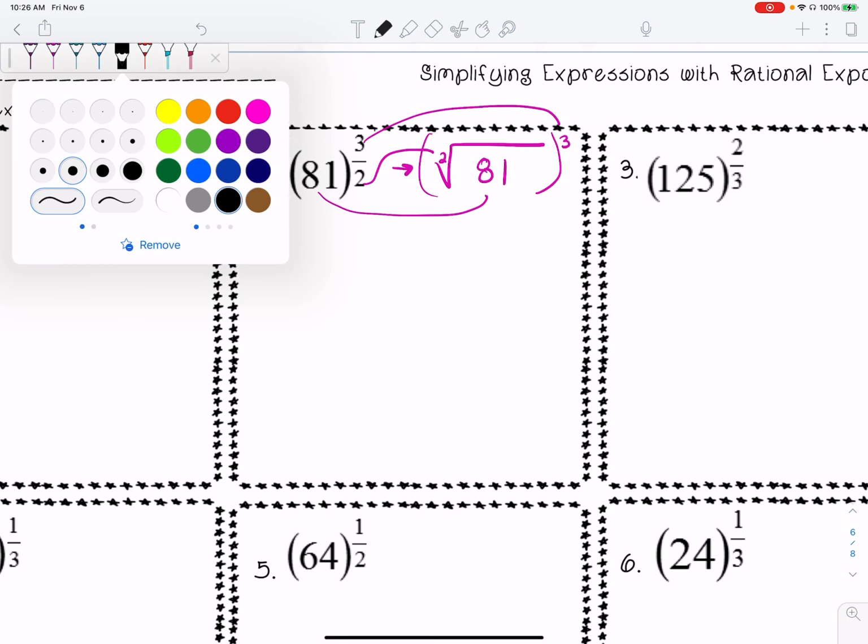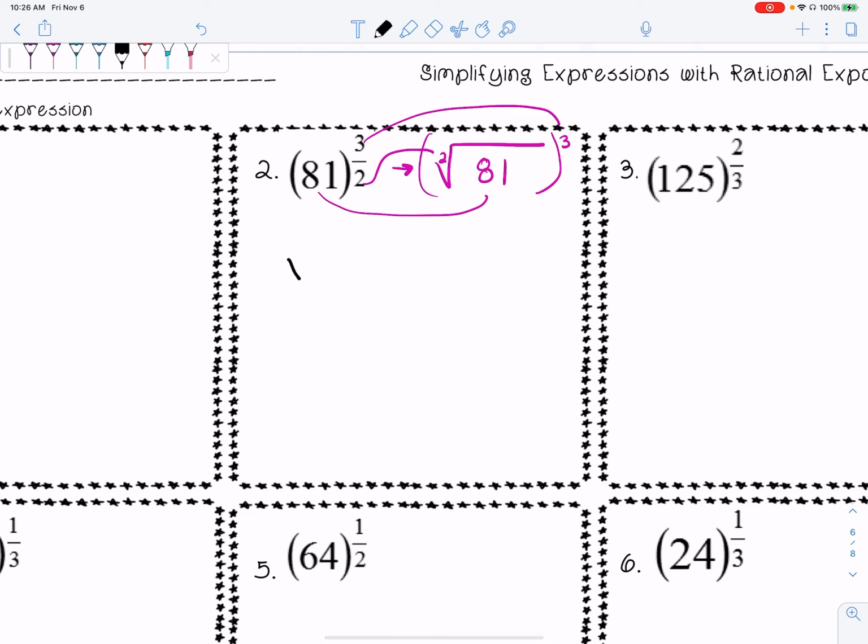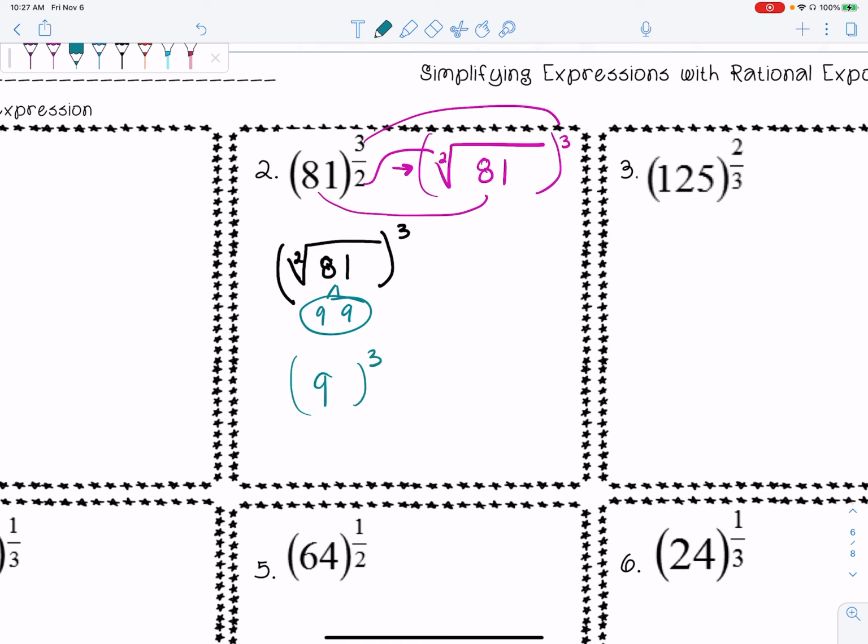So rewriting this without all those little lines and things, we're going to have the square root of 81 to the 3rd power. 81 is 9 times 9. I can even just stop there, right? 81 is a perfect square, and it's going to be 9. Now we have to bring down our parentheses. 9 to the 3rd power is going to give me an answer of 729.